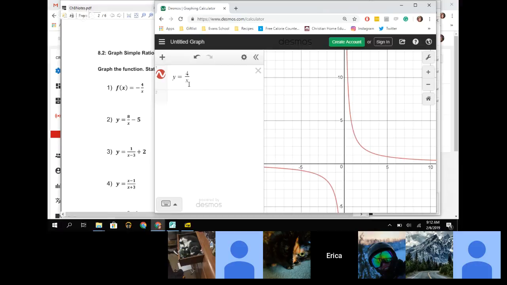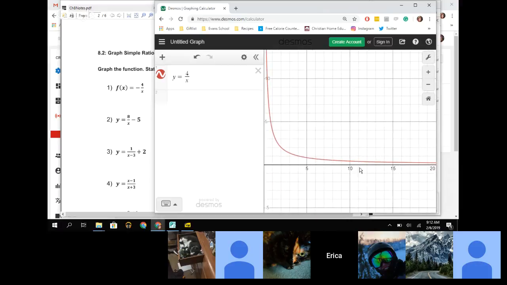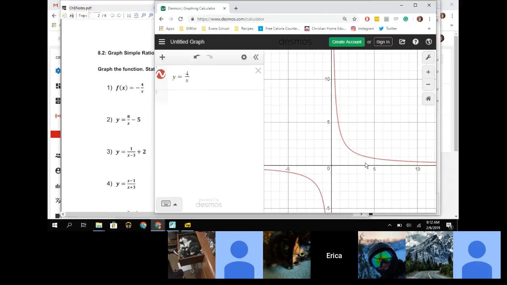Okay. Also, if you make your x a really big number, so if you make your x a million, 4 divided by a million is a really small number. So that's why if you move out your x-axis, you're getting really, really small. So that's why we don't get a straight line, because we have this inverse variation and our x's in the bottom kind of throws our curve off. Okay.